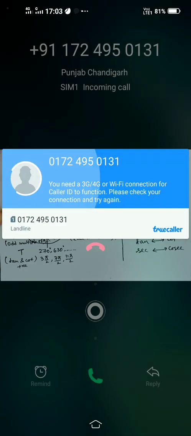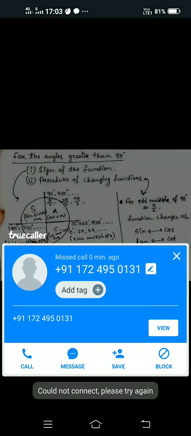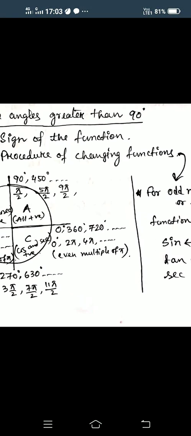Just see, for the angles greater than 90 degree, two things you have to remember. First one is the sign of the function, that means either it will be positive or negative. This one you have to learn. Number two, the procedure of changing function, that means how the function changes. Okay, just see the diagram.